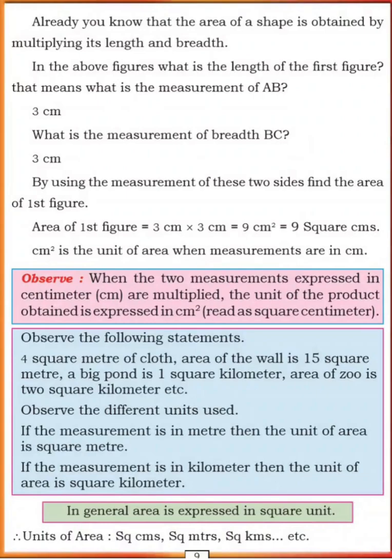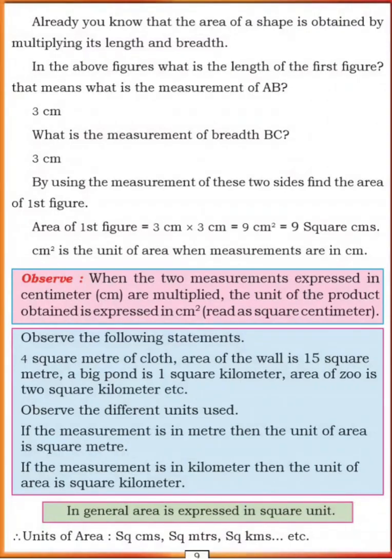That is, the area of the first figure is equal to 3 centimeters into 3 centimeters, which is equal to 9 square centimeters. Square centimeters is the unit of area when measurements are in centimeters. Observe, when the 2 measurements expressed in centimeters are multiplied, the unit of the product obtained is expressed in centimeter square, which is read as square centimeter.